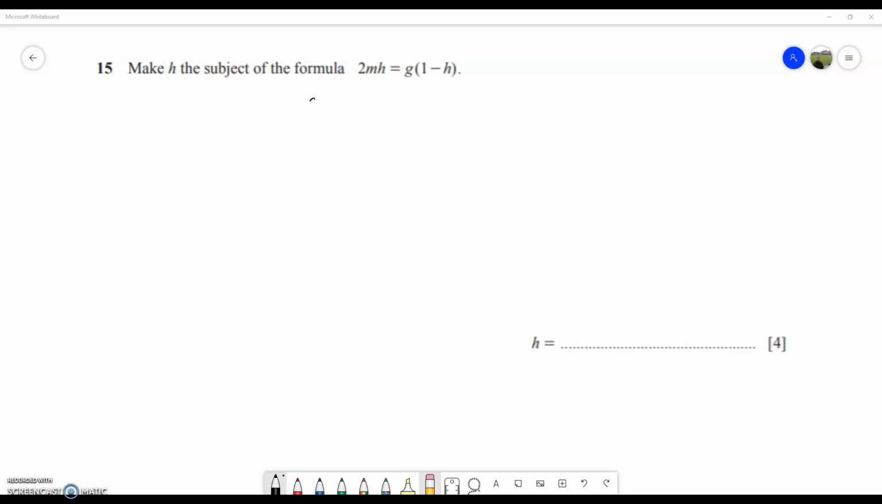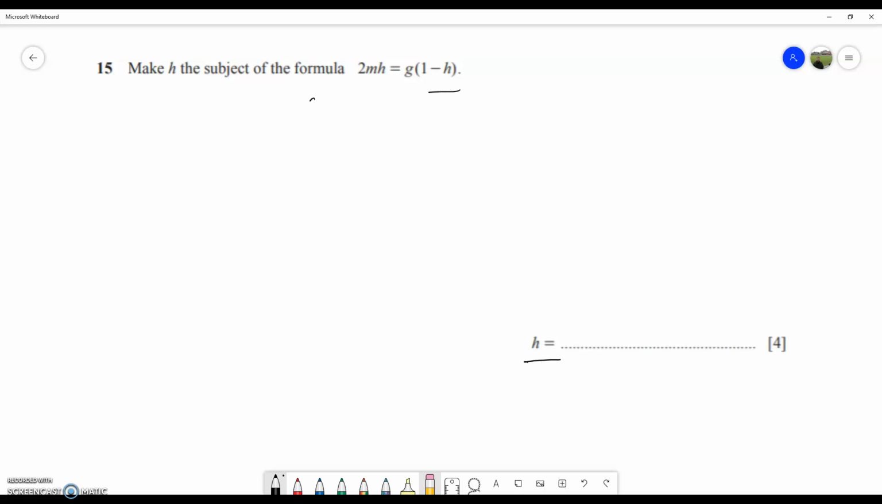Okay, so this question is: make h the subject of the formula. 2mh is equal to g bracket 1 minus h. So the key thing is we need to end up with a rearrangement of the formula where h is by itself. So just remember your rules for solving equations or rearranging equations.